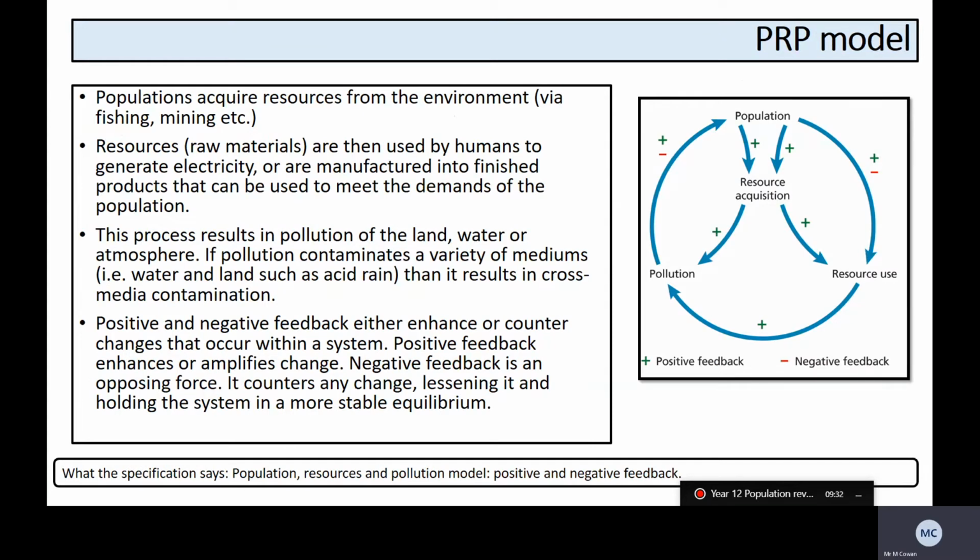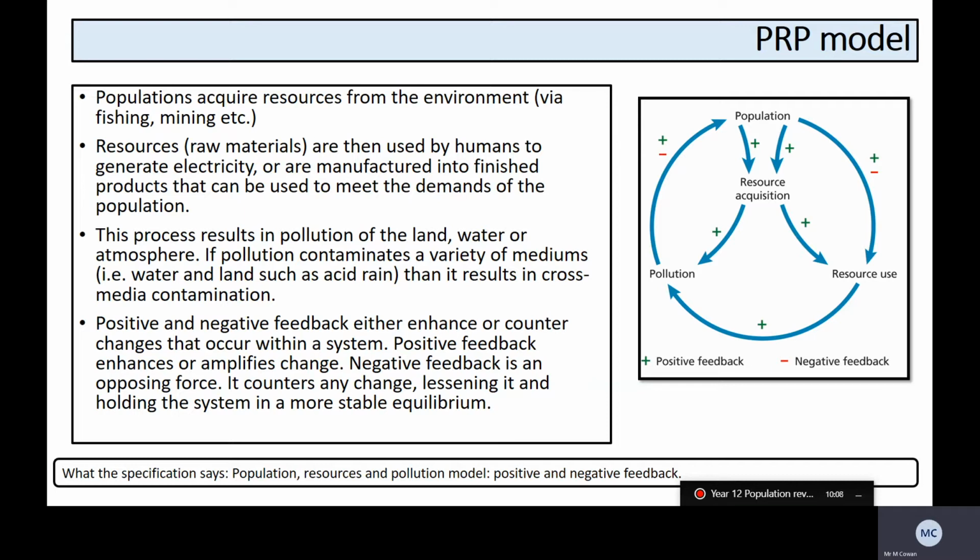Now, this ties in perfectly to the PRP model because we do know that populations acquire the resources from their surrounding environment. So we might get fish from the sea, for instance, or a river. We might mine the land for minerals and resources. And these resources, these raw materials, are used in particular over the last 200 years by humans to generate electricity, or they're manufactured into finished products which are used to meet the demands of the population. Now, this process can, unfortunately, have the negative consequence of polluting the land, polluting the water, polluting the atmosphere.